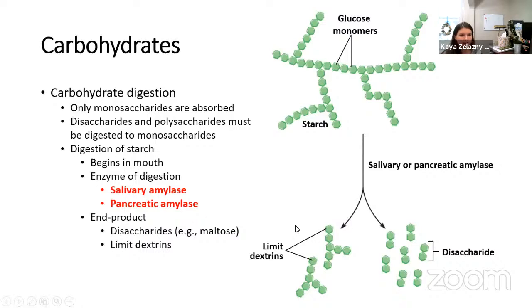These would then get further broken down into monosaccharides by other enzymes. We need to further break them down into monosaccharides in order to actually absorb them into the body. But we're not going to focus on that for our purposes right now. We're just going to think about the fact that the salivary and pancreatic amylases are making our starch, our big carbohydrates, much smaller. Okay.